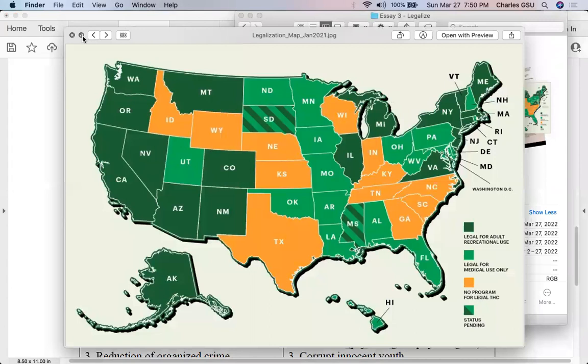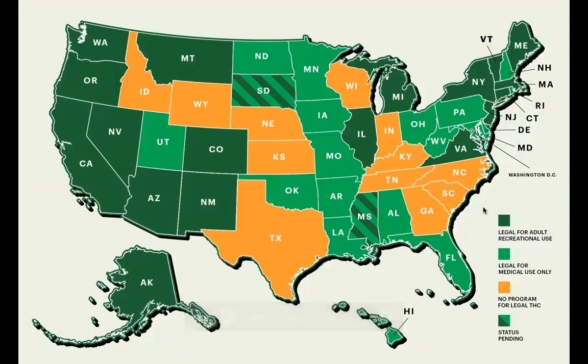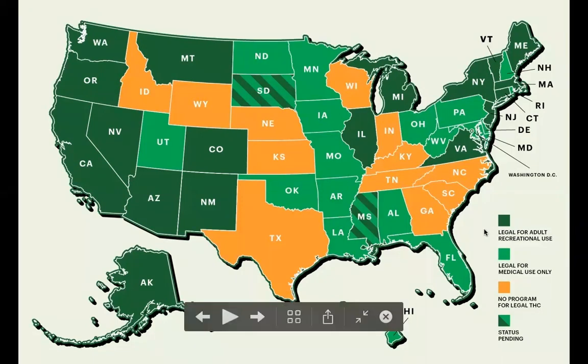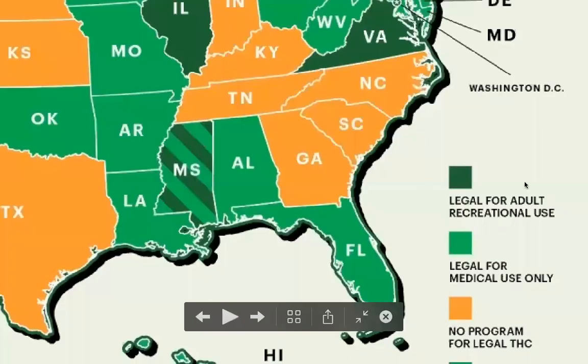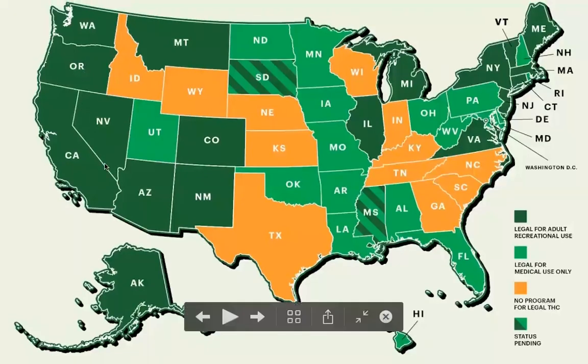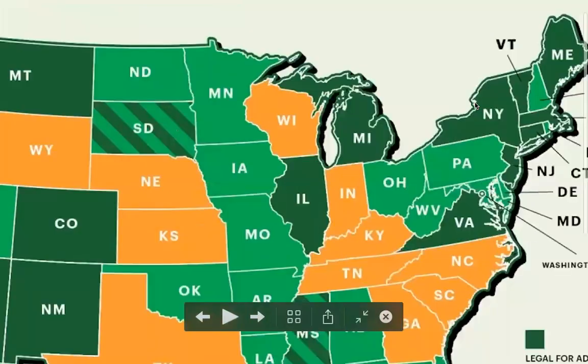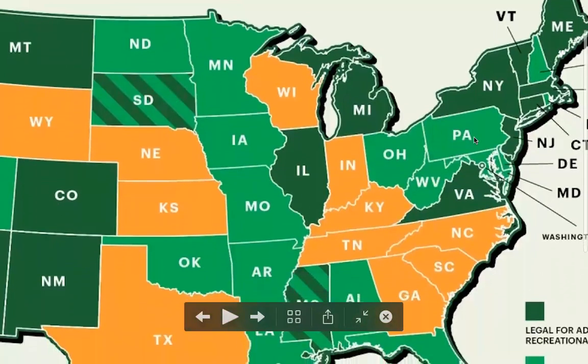So as you can see here, this is a map taken from the magazine Rolling Stone, which is a music and cultural, both print and online publication. So all of the states here in dark green have already legalized it for recreational use. So all along the West Coast, in the Southwest, Arizona, New Mexico, Colorado, which of course was the first, Alaska, and some states up here in the Northeast, like New York and Maine and so on.